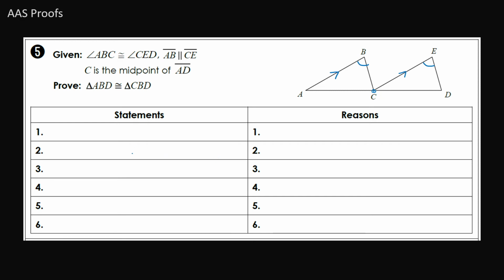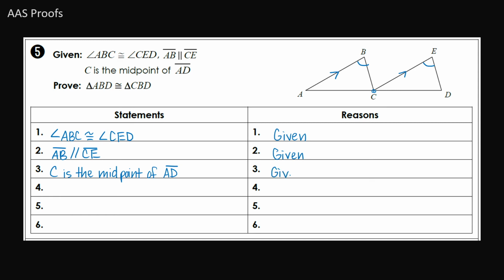All right, so I want to start out with some given information. I've got three things that I can use here. Let's just start with the angles. I know that angle ABC is congruent to angle CED, and the reason is given. And let's just go ahead and write out the rest. AB is parallel to CE, also given. And C is the midpoint of segment AD.